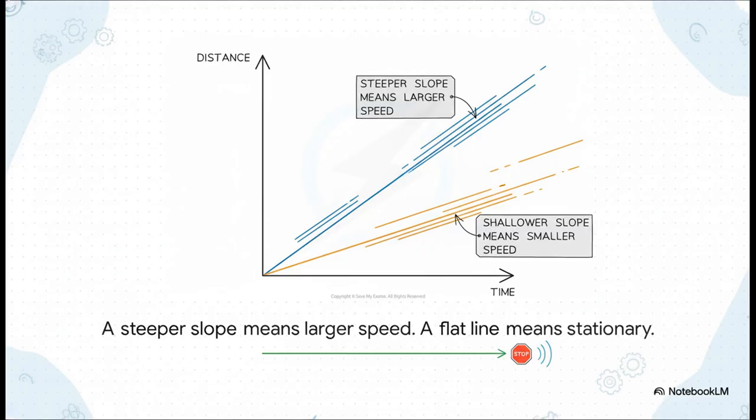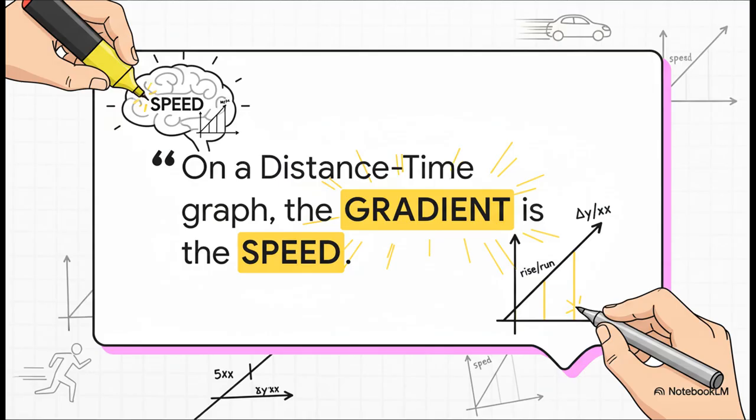And that gradient tells you the speed. So a steeper line means you're going faster. A more shallow line means you're going slower. And what about a completely flat horizontal line? Well, that means you've stopped. Your distance isn't changing at all. If you remember only one thing about these graphs, please make it this. Write it down, highlight it, whatever you need to do.